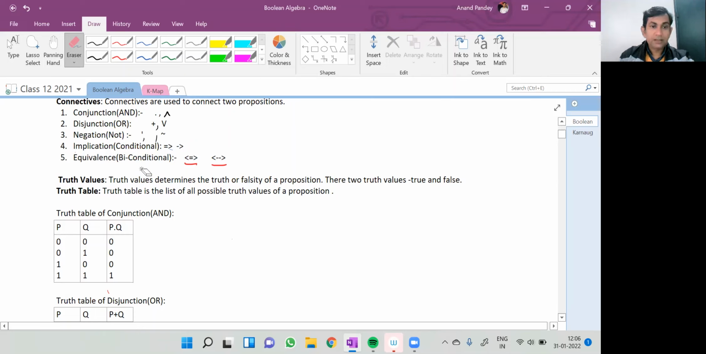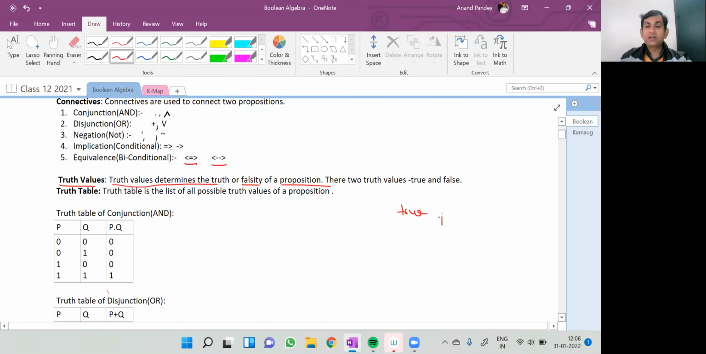Then coming to the next heading, truth values. There are only two truth values, true and false. These values, true and false, we call truth values. Truth values determine the truth or falsity of a proposition. Truth values are used to determine the truth or falsity of a proposition.